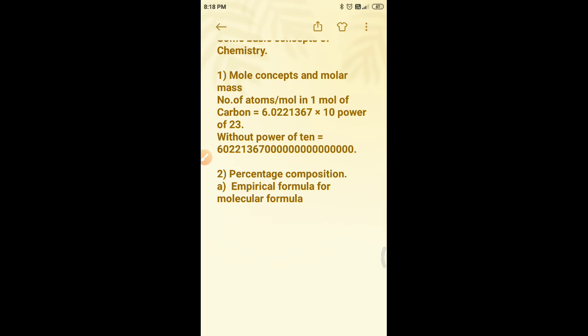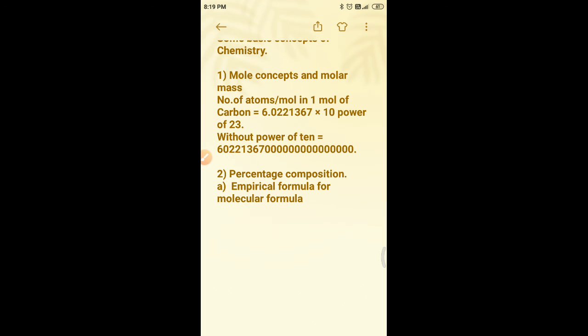Now we convert this empirical formula to the molecular formula. First, we determine the empirical formula mass by adding the atomic masses of the atoms present in the empirical formula. For CH2Cl, the empirical formula mass is 12.01 for carbon, plus 2 times 1.008 for hydrogen, plus 35.453 for chlorine. We get 49.48 grams.